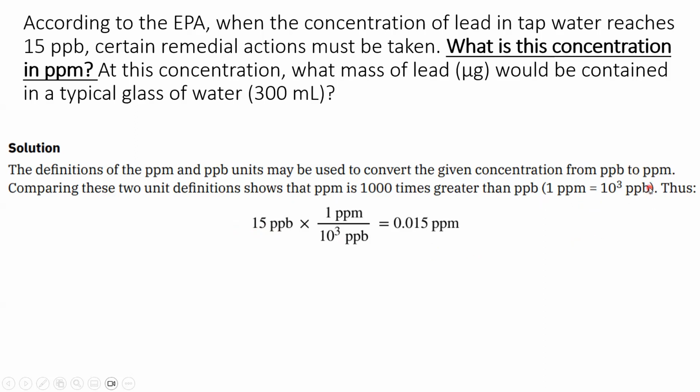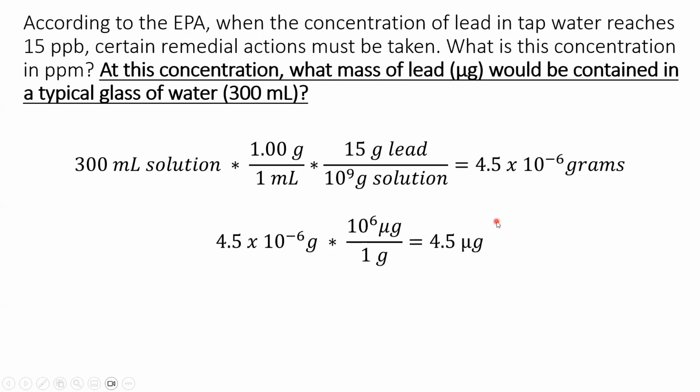And then with that conversion, 1 part per million is just equal to 1,000 parts per billion. Because a billion is a larger number, we should have more parts of whatever that substance is, in this case lead, if we're looking at a billion, than we would with a million. So it's essentially just scaling up the unit or scaling it down, depending on which direction we're going, which is what we're doing here. And then for the second one, at this concentration, what mass of lead would be contained in a typical glass of water? So we're going to be able to use dimensional analysis for this one. We've got to make a couple of assumptions.